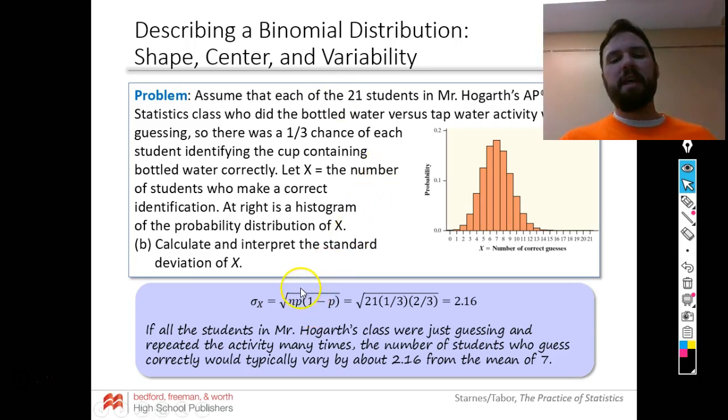So, if all students in Ms. Hograth's class were just guessing and repeated the activity many times, the number of students who guessed correctly would typically vary by about 2.16 from the mean of 7. Okay? Cool.